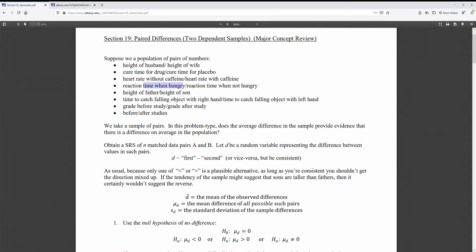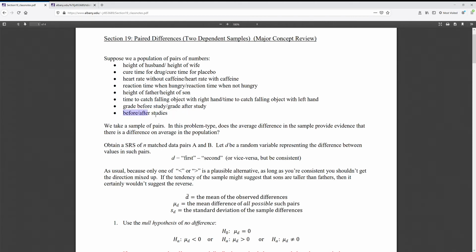Reaction time when hungry, reaction time when not hungry, if you're going through a maze or solving a puzzle or something. Height of father, height of son. You could talk about all possible father-son pairs, or a sample of 100 examples of father-son pairs. Time to catch a falling object with your right hand, time to catch a falling object with your left hand. Same idea. You could talk about how those times compare for all possible people, or for 100 people that you happen to pick. Likewise, for all possible students, or for a sample of students, you could talk about the grade before they study versus the grade after they study.